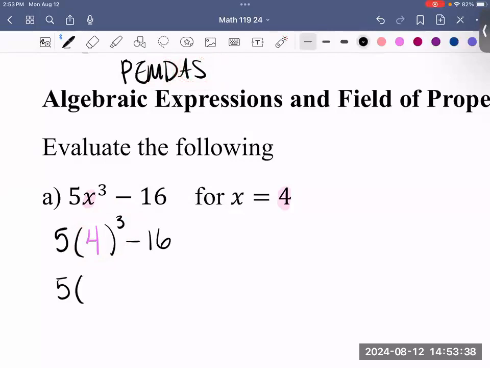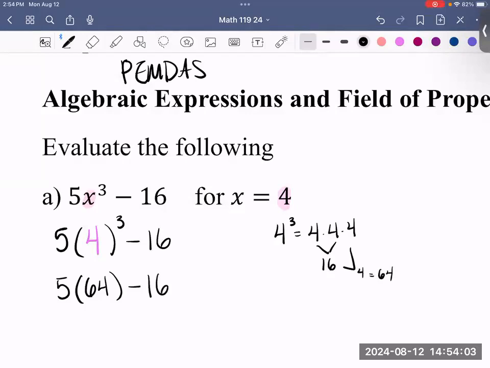All right, so let's take a look. 4 cubed, we have 64. Now, if you don't know what to do with 4 cubed, we can just say it is 4 written out 3 different times. So 4 times 4 is 16, times another 4 is 64. So 64 times 5 minus 16.